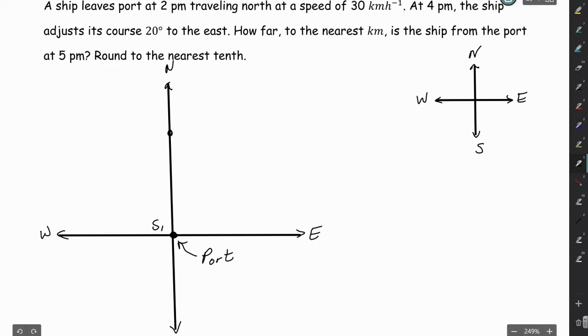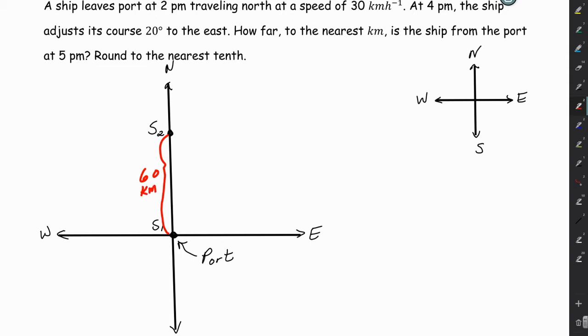Okay, so then this is my second position. And then at 4 p.m., I'm going to change position. So I had 2 hours where I was traveling from my first position to my second position. And in those 2 hours, I'm traveling 30 kilometers per hour. So this distance here to here is going to be 60 kilometers.